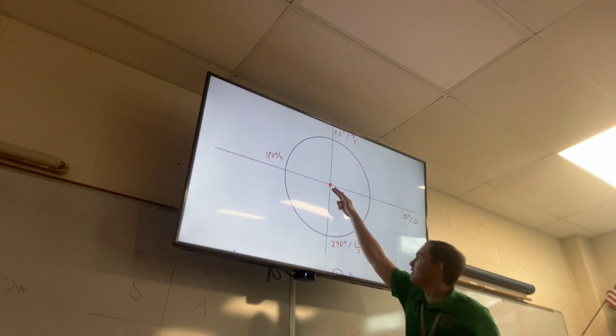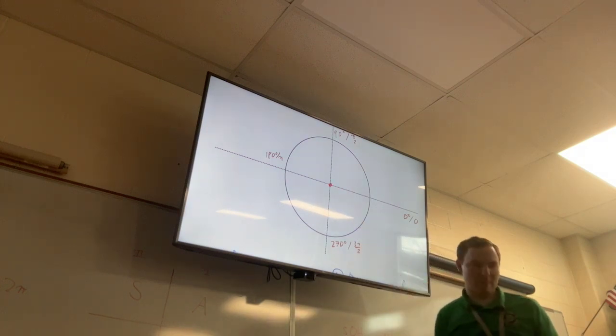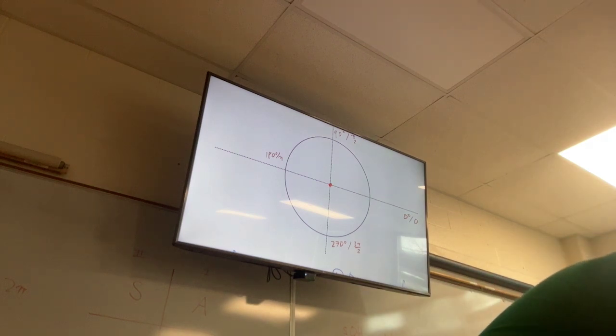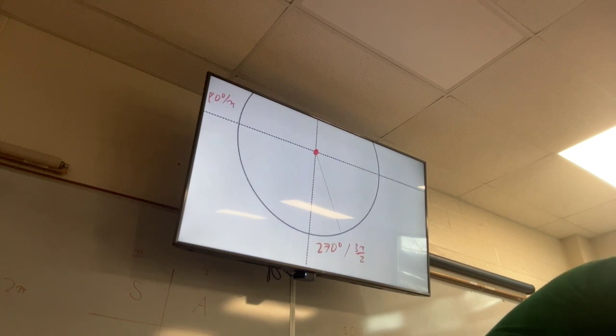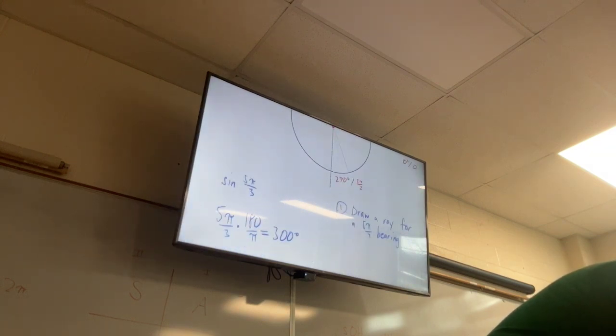So I'm going to be around here. 300-degree angle right there. Step 2 is going to be draw in that right triangle. Draw in a right triangle.